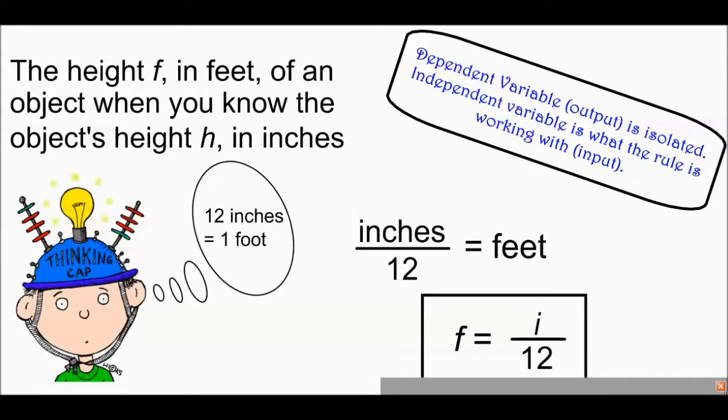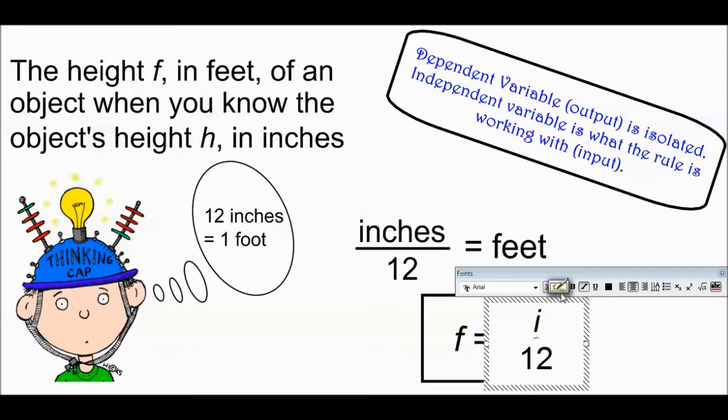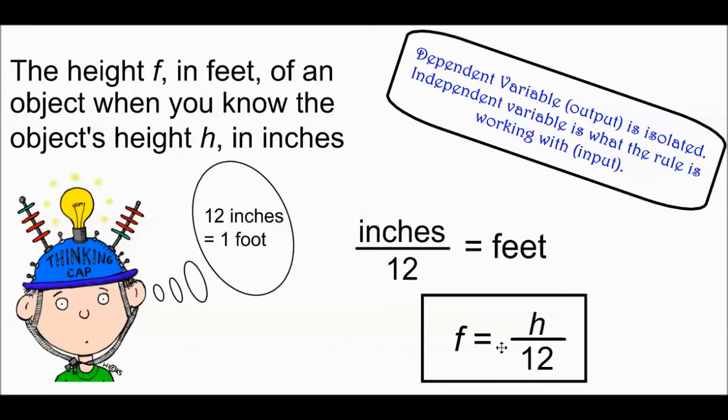And so as a function, that would be f equals I over 12. And actually, I don't know why that's I. That should be h. Let's change that. Looks like I just typed the wrong thing. There we go. I was thinking inches when I typed that, but the variable is h. There we go. Much better. F equals h over 12.